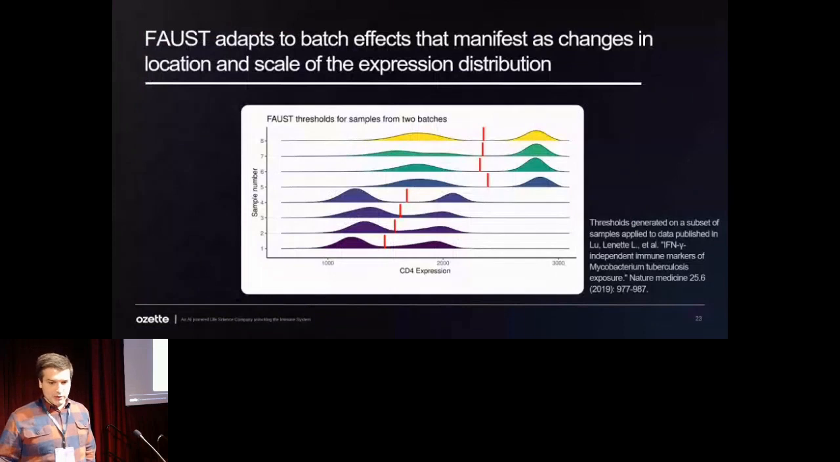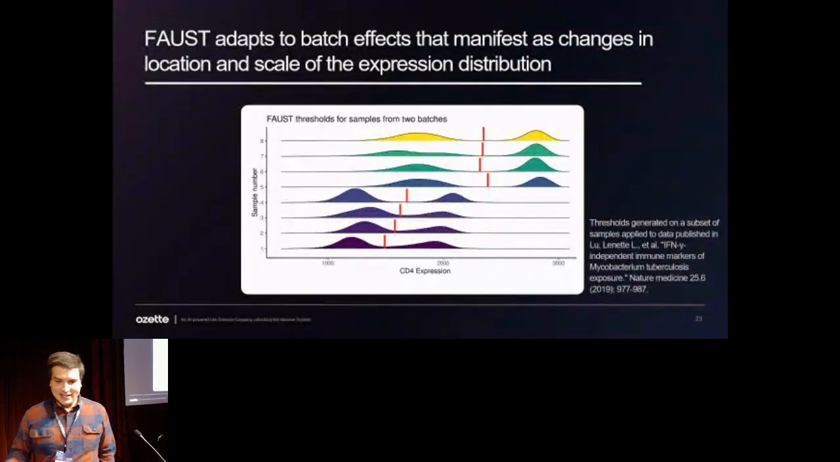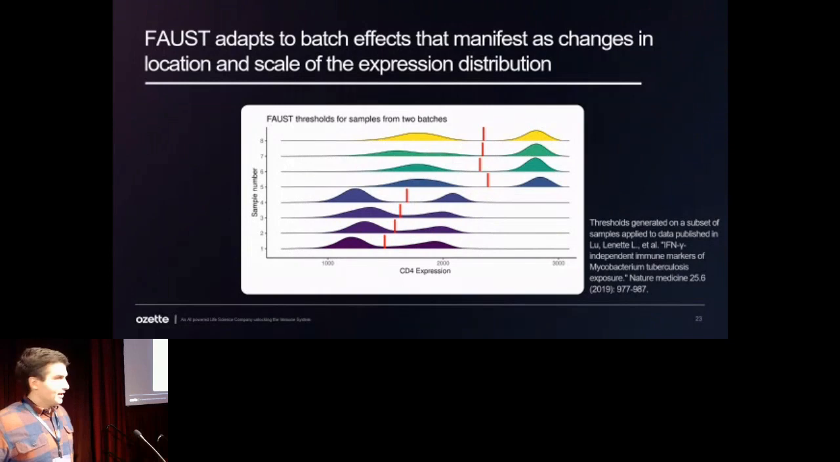So here's a real world example of this occurring. My colleague Melissa Smith and I applied Faust as part of a reanalysis of a published ICS data set. And after reviewing the outputs, we found that Faust had automatically adapted to a batch effect in CD4 in the experiment. 4 samples are shown from that experiment here. The top 4 ridge lines are from one of the batches. The bottom 4 are from another. You can see both sample to sample variation, but also a shift with respect to the batch.